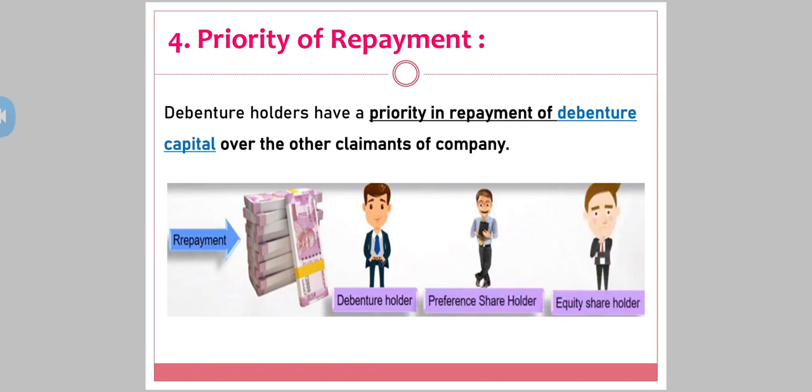Claimants of the company are those who have a claim over the company, where the company is supposed to pay the debts, pay the liability. So who can claim first before all the other claimants? Debenture holders have the priority to claim their amount. They have the priority of repayment of the capital. In the sequence, at the time of repayment of the capital, the debenture holder will stand first, then will come preference shareholders, and the last would be equity shareholders.